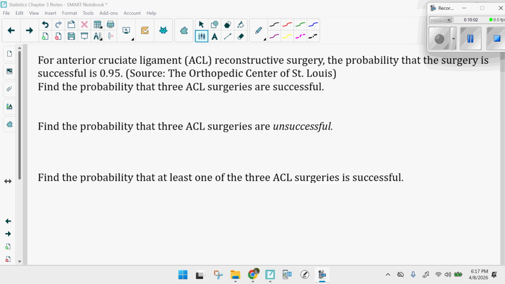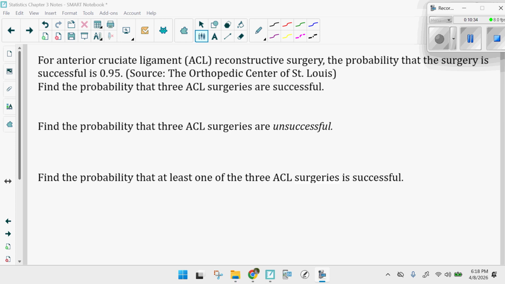Getting through some statistical probabilities. So for ACL surgery, the probability that the surgery is successful is 95%. Find the probability that there are 3 successful ACL surgeries. The situation we're looking at is independent. So somebody getting an ACL surgery in Minnesota and seeing what their recovery is not going to affect somebody getting an ACL surgery in California and seeing what their success rate is. So these are independent events.